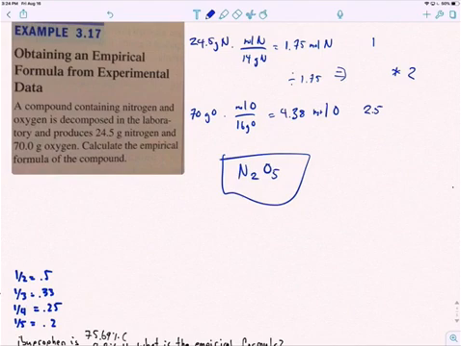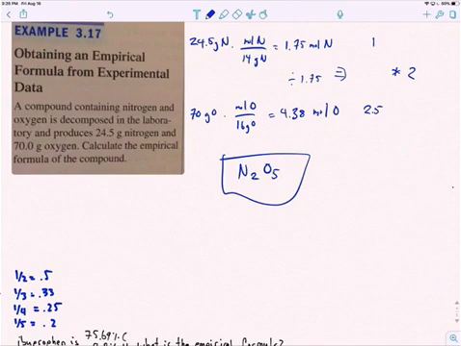Now, let's recap here. So we have 24.5 grams of nitrogen, 70 grams of oxygen in this molecule. And so what do we do? We convert the grams to moles. Then we divide by the lowest number to get the ratio of 1 to 2.5. We have to multiply by 2 to get the whole number ratios.